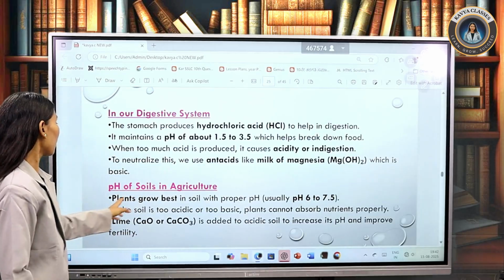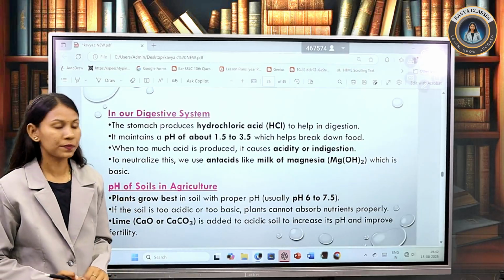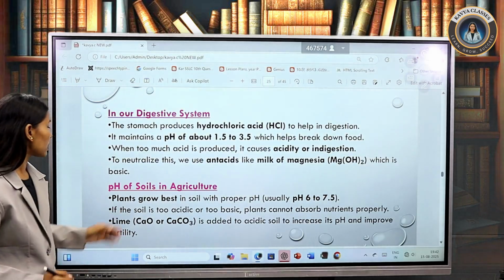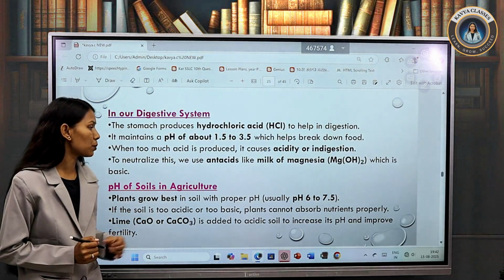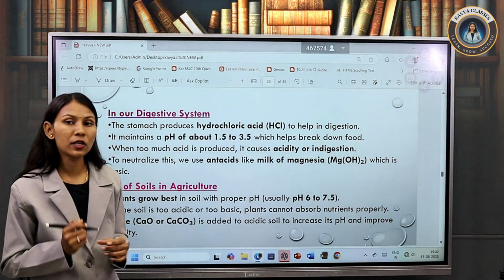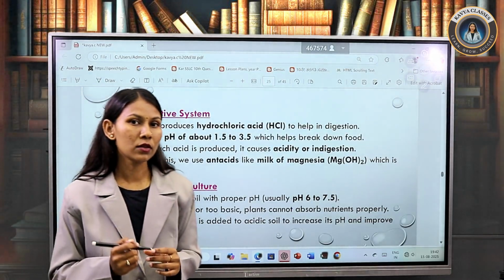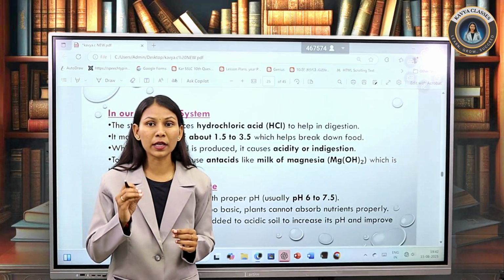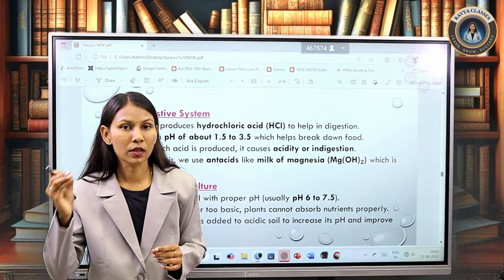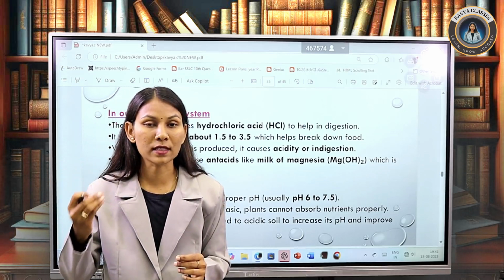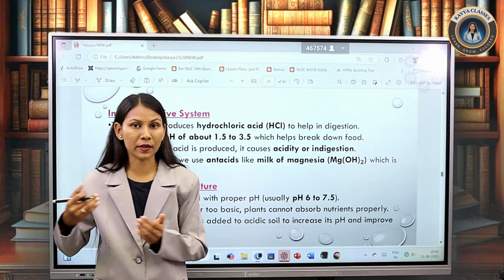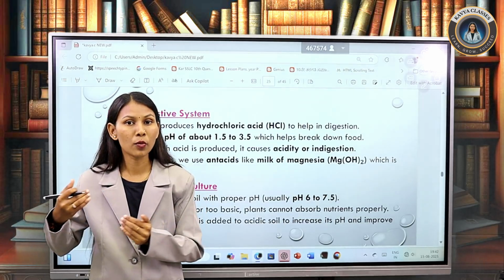Next, that is pH of soils in agriculture. What happens? Plants grow best in soil with proper pH, usually ranging from 6 to 7. So plants will grow where the pH level is maintained at 6 to 7.5. If the acidic properties are more in the soil, then the plants may get affected. The plants may not grow properly.